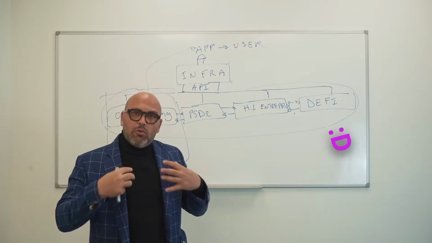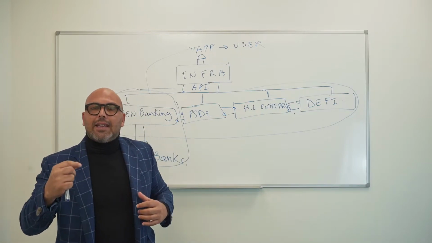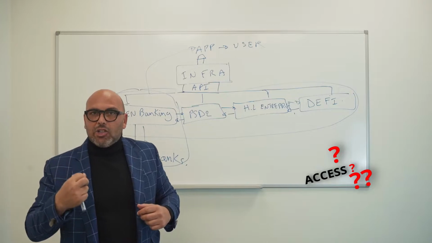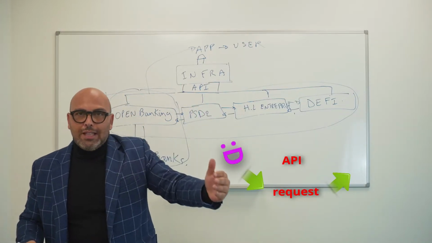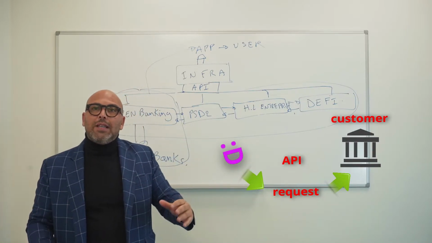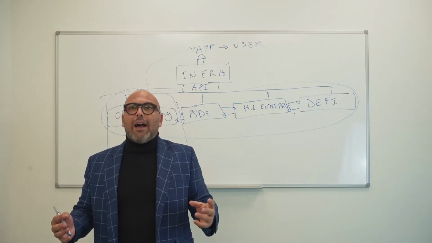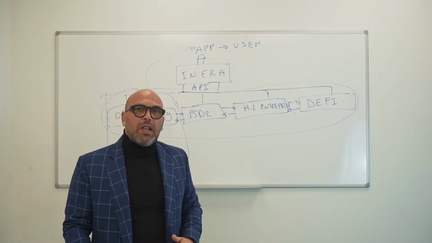This means that you, as a financial entrepreneur, can acquire a customer and ask him if he can give you access to his financial information. You put a request via API into his financial institution, and they will give you all information around his spending behavior, around his bank account, and all the information they basically have about that customer.